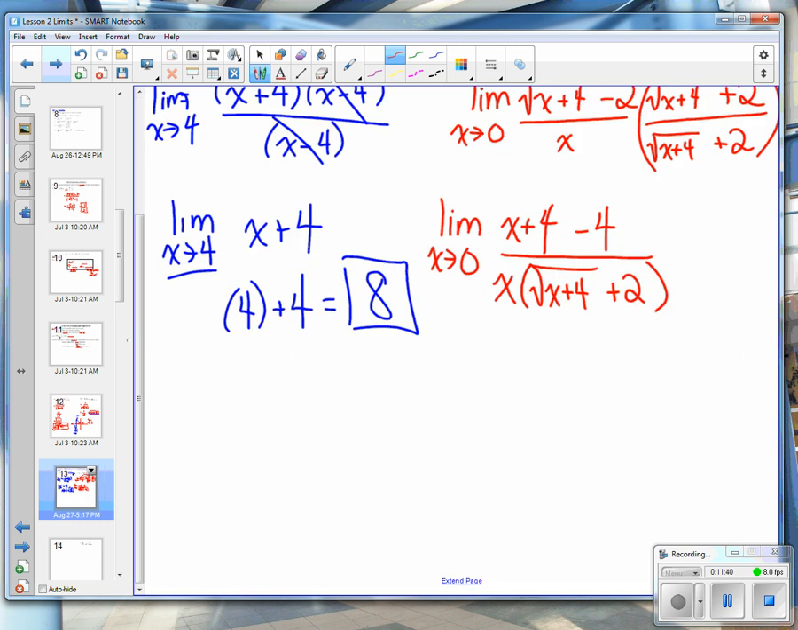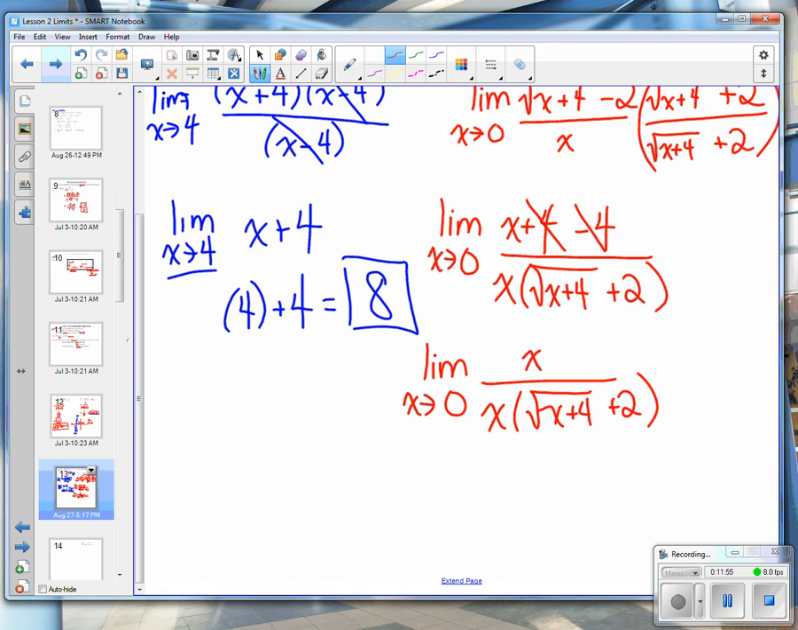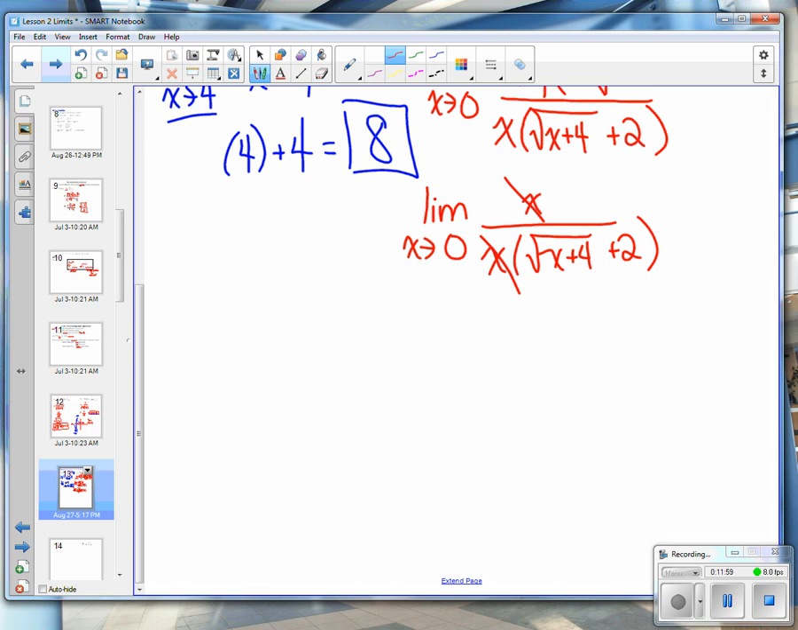Now let's simplify. Obviously, I have a plus 4 minus 4. That's going to cancel. And when I do that, something's going to be a little bit clear as well. What else can I simplify here? Well, the x's can definitely cancel. So now we're left with the limit as x is approaching 0 of 1 over the square root x plus 4 plus 2.